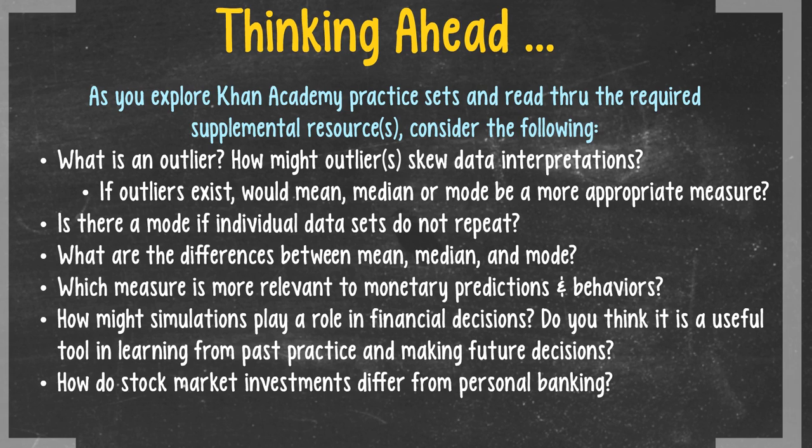Also, is there even going to be a mode if no numbers repeat themselves? In that last video, Maria showed us a data set that had the number 2 occurred twice in the set. And since that was the number that repeated, we went ahead and called that the mode. But what would happen if we didn't have a number that repeated? Just something to think about.